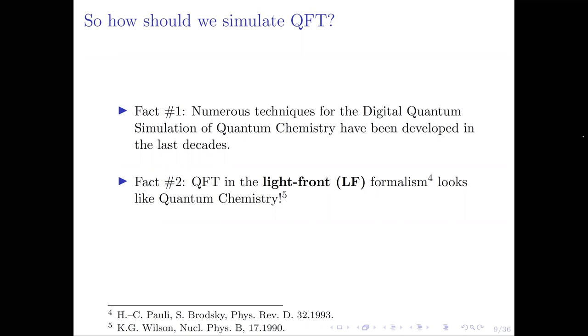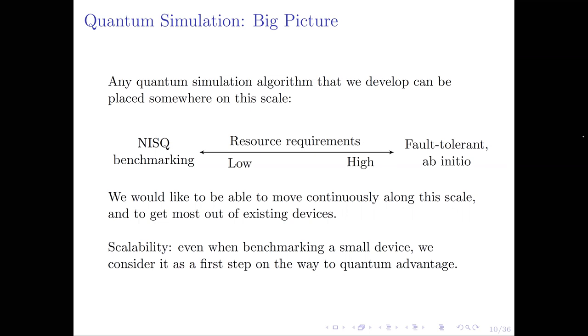And just a few more words about this big picture of what we do. So this is like this complexity scale, or better to say resource requirement scale. So if we want to do ab initio simulation, this will require fault tolerant devices and a lot of qubits, but we also can run something as soon as these days on a small quantum computer, and this will be just a benchmarking test. But it's very important, even if you're running an algorithm on 2 or 4 qubits, that you do it in a way that can be generalized to the quantum advantage regime, can be generalized to a setting where it would actually make sense to use a quantum computer. And so this is the key point whenever you do some small simulation: the scalability.